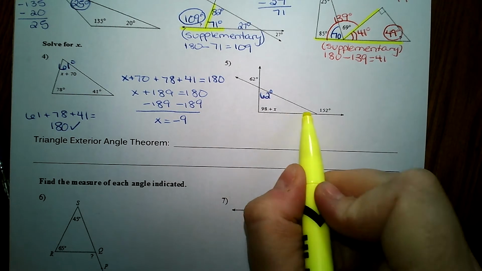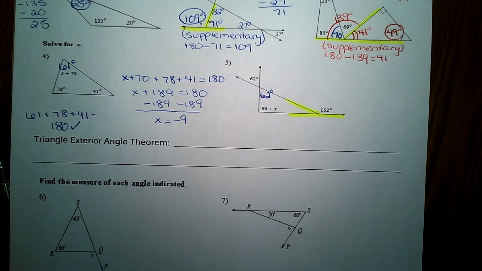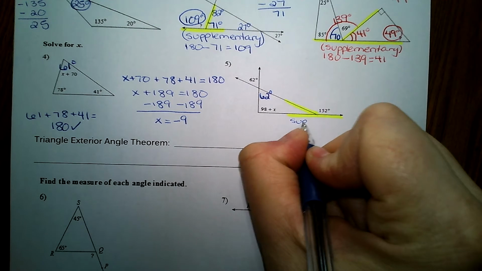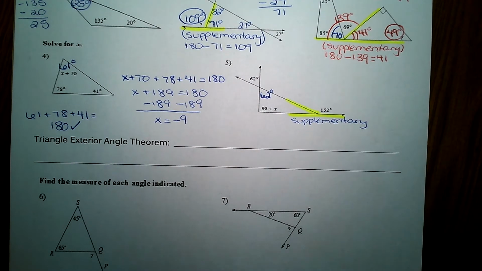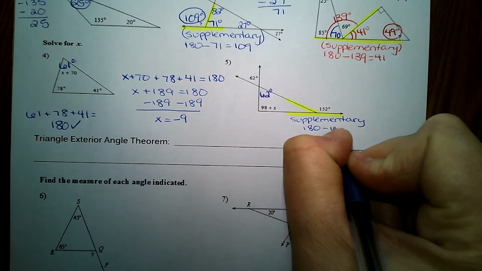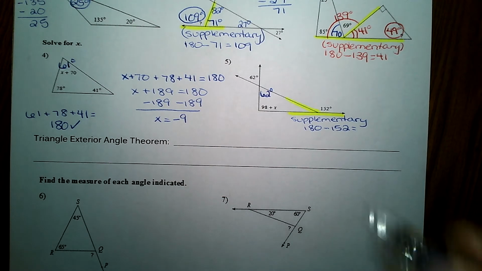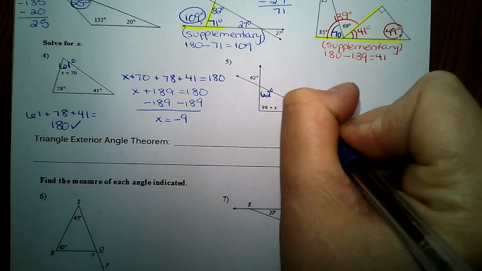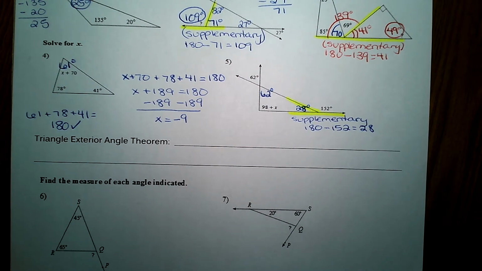I'm also going to highlight this linear pair. Sometimes we don't notice the linear pair, but there's a linear pair sitting here on the right, and linear pairs are supplementary. So 180, take away 152, is going to leave me the acute angle of that linear pair, 28. So now I've got the 3 angles in the triangle.